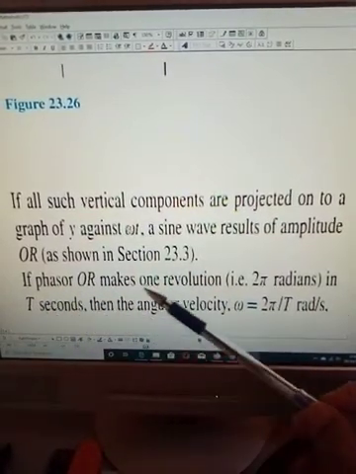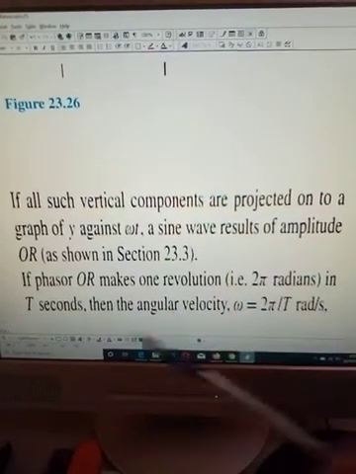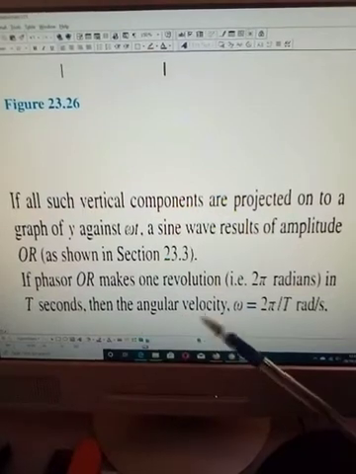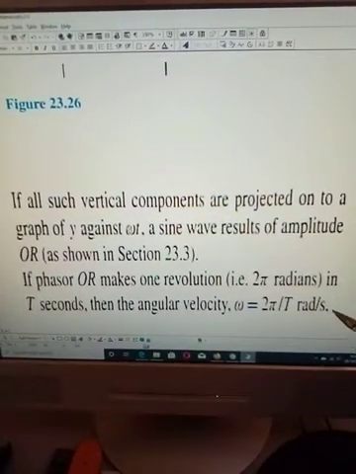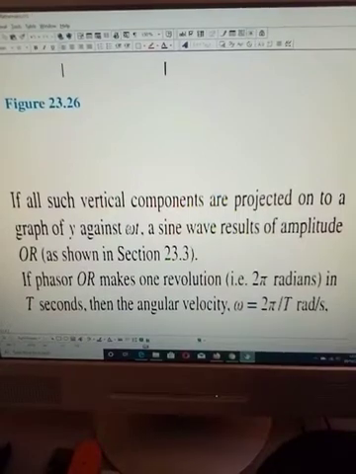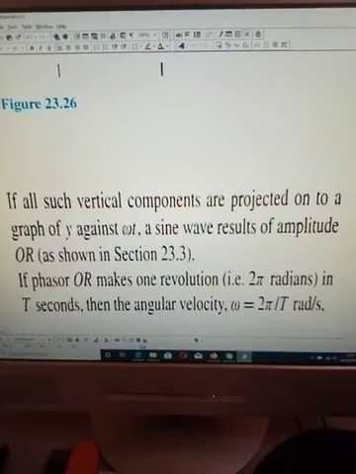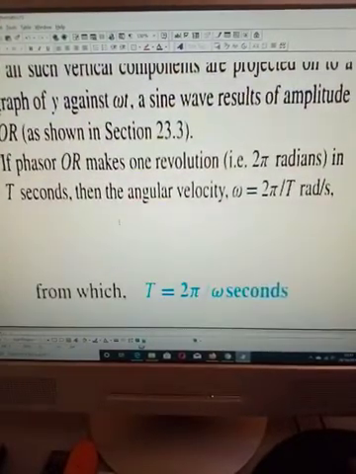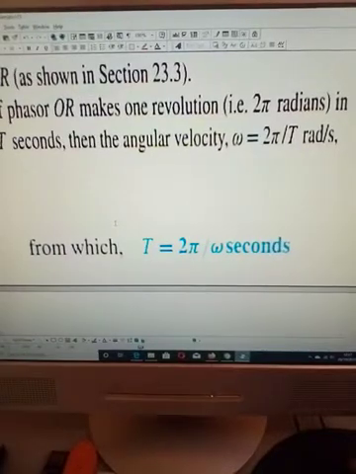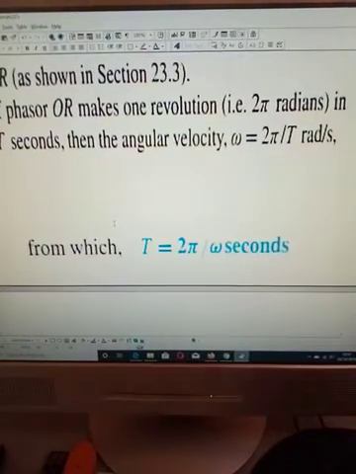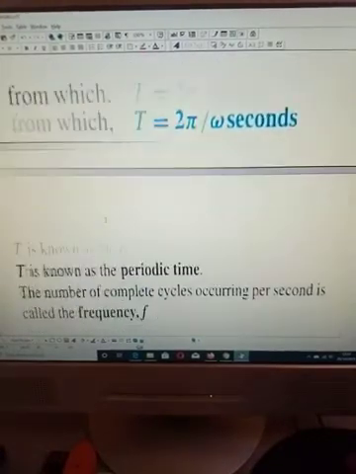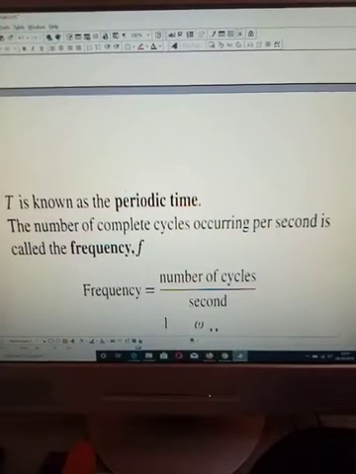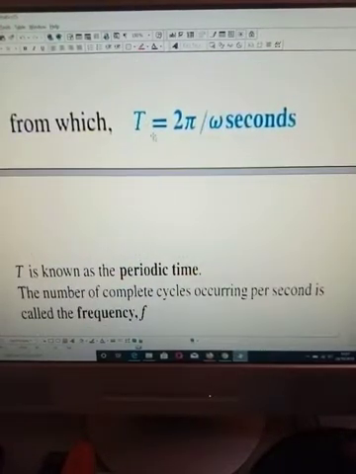If phasor OR makes one revolution, i.e. 2 pi radians in t seconds, then the angular velocity omega equals 2 pi over t rads per second. That gives you the formula to find the rads per second of revolutions, or rotation if you want to make it more liberal. From which t equals 2 pi over omega seconds. t is known as the periodic time, so here we're looking at the periodic time.